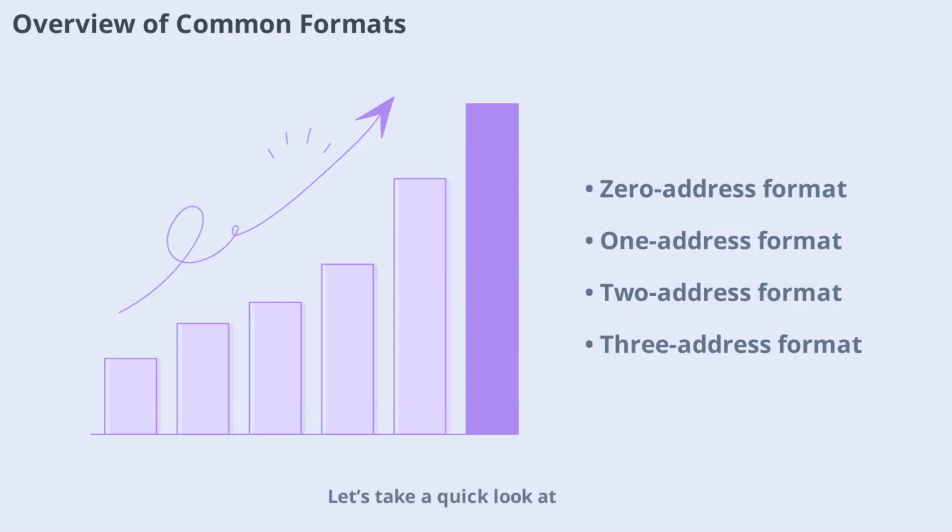Let's take a quick look at the most common instruction formats you'll encounter: 0 address, 1 address, 2 address, and 3 address formats. Each of these formats is designed to suit different types of operations and hardware architectures. We'll explore each one in detail, discussing their structure, advantages, and typical use cases. This overview will help you understand why certain formats are chosen for specific tasks.